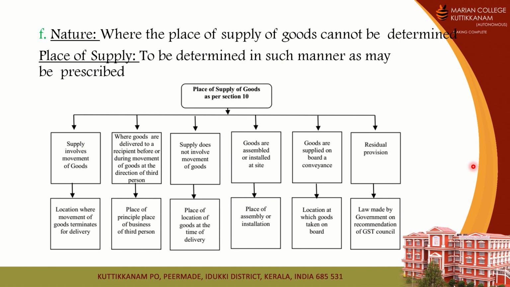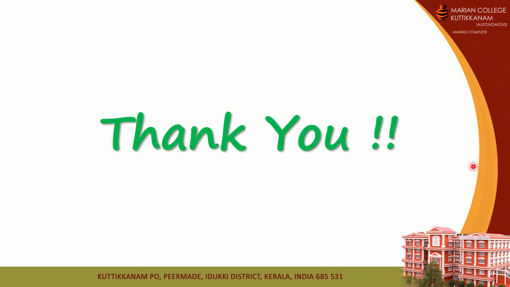Summing up all the six situations that we have gone through. The first situation involved a movement of goods, so the place of supply will be the location where movement of goods terminates for delivery. The second situation was regarding the supply of goods on the direction of a third person. The third situation does not involve any movement of goods. In the fourth one, the goods are assembled or installed at site. In the fifth one, the goods are supplied on board a conveyance. In that case, the location at which goods are taken on board will be the place of supply of goods. And the last one is a residual provision. When the place of supply of goods cannot be determined, it will be determined according to the law made by the government on the recommendation of the GST Council. Okay. I hope all these situations are clear to you regarding the place of supply of goods.